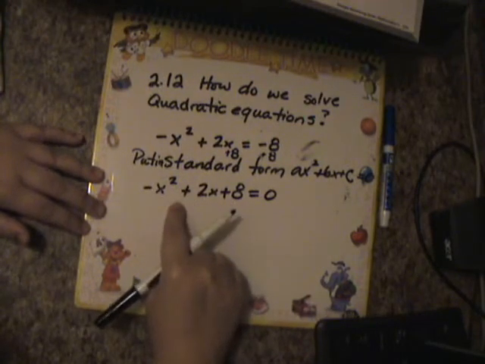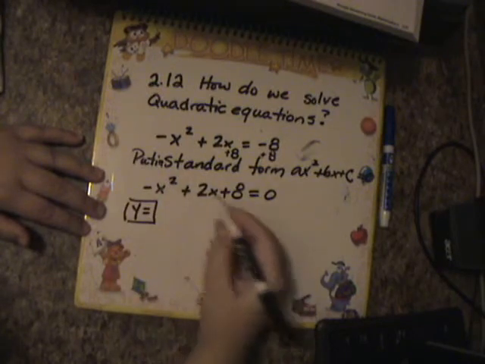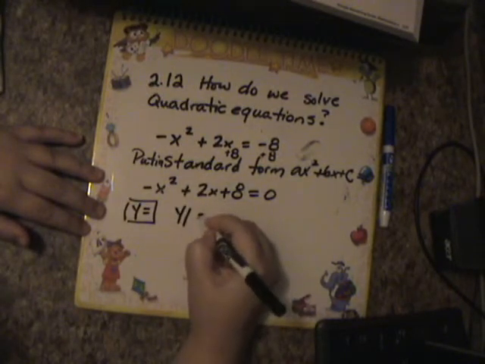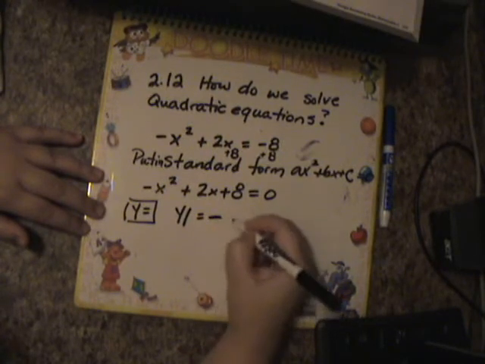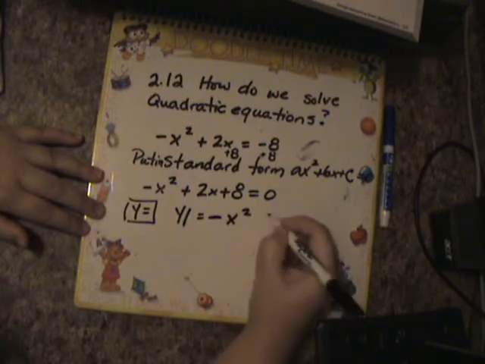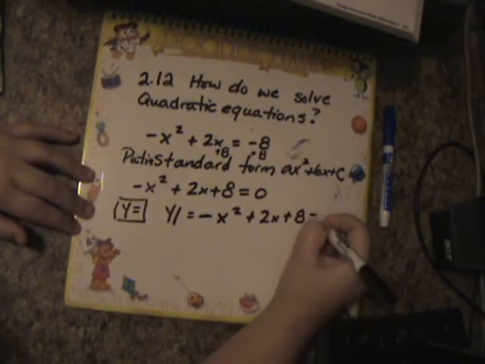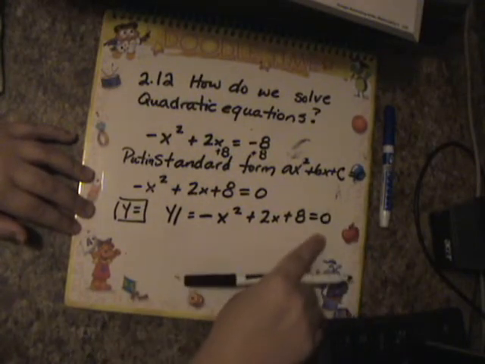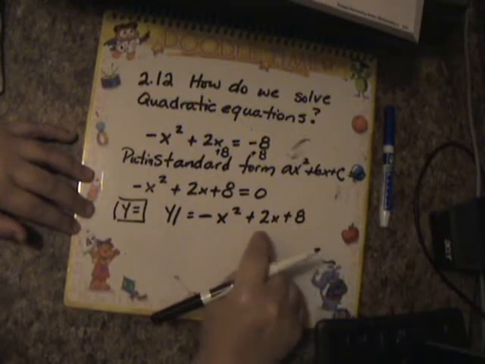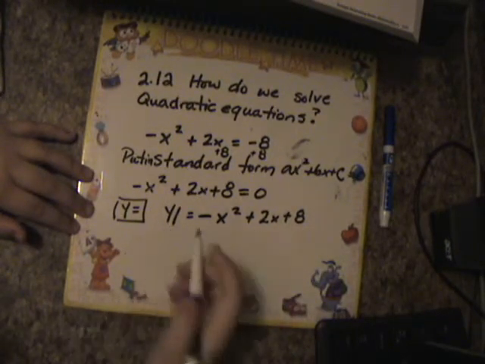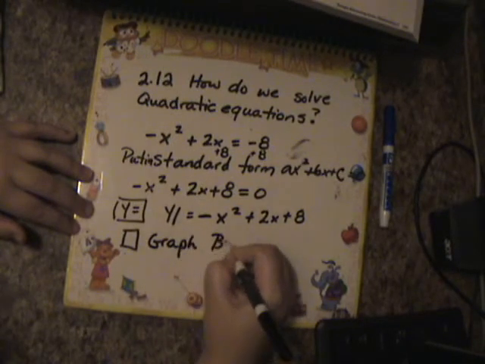Now, the next thing you would do is go to the y equals button in your calculator. So let's say for y1, we put in, and remember this is the negative sign, not the minus sign, or you'll get an error: negative x squared plus 2x plus 8. Sorry, you don't put equals 0. You just put this in to the graphing calculator at y1, and then we would hit the graph button.